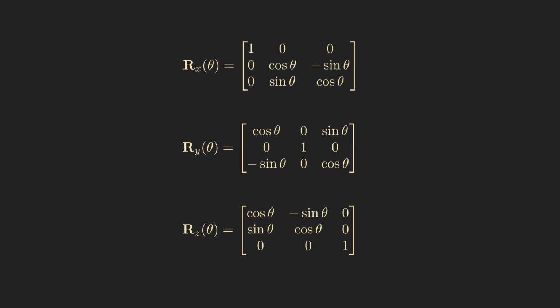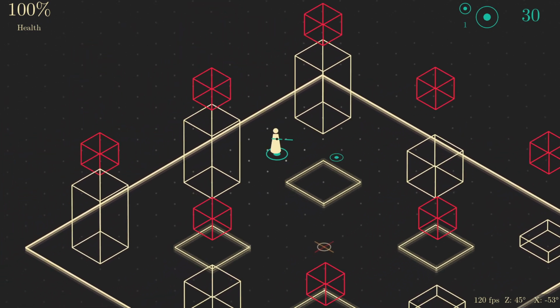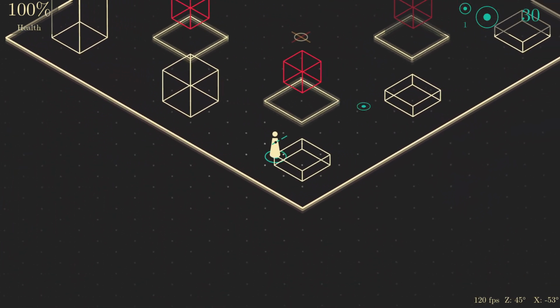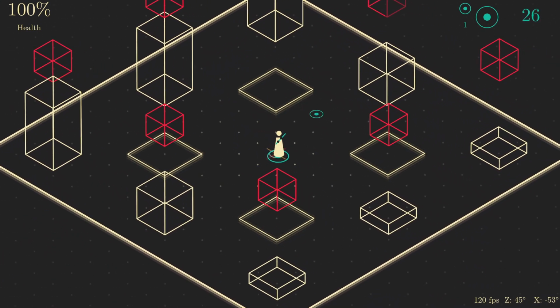Rotating a point can be done using matrix multiplication. Note that, unlike multiplication of numbers, the order in which the matrices are multiplied will affect the final result. The game now looks sort of 3D, but there is one thing missing. Things that are further away do not look smaller, and things closer to the viewer do not appear larger.